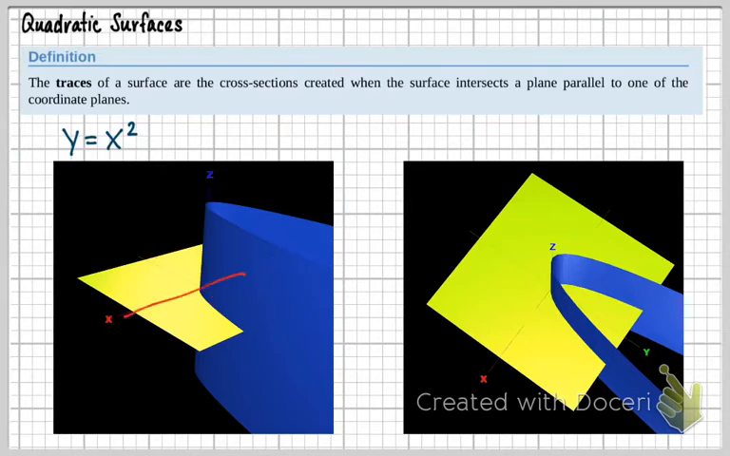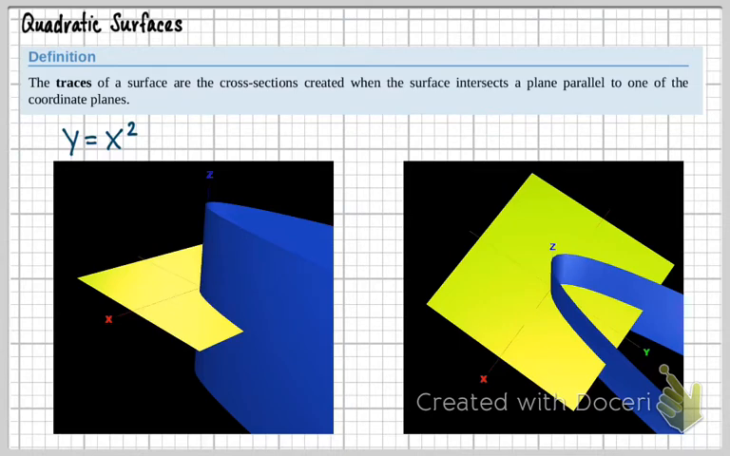or it could be the XZ plane, or it could be the YZ plane. Those are the coordinate planes because they incorporate the axes, either the X or the Y, or the X or the Z. And with those coordinate planes, it says the traces of a surface are the cross sections created when the surface intersects the plane parallel to one of the coordinate planes.